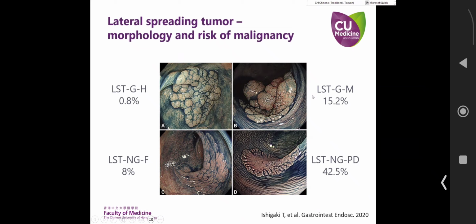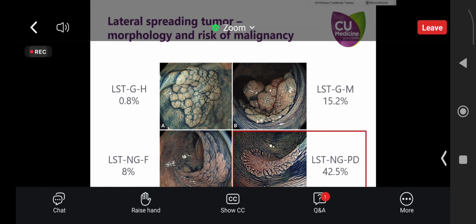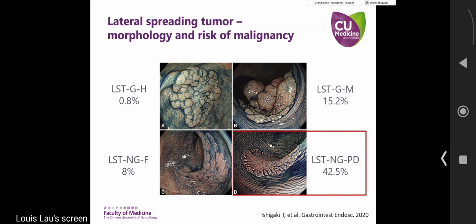On the contrary, if you can see the prominent nodules in the granular type, most of the time the malignant foci will be in the predominant nodule. So sometimes, if you are not too sure whether this is a cancer or not, you can actually take the biopsy at the predominant nodule, as it won't affect the subsequent endoscopic dissection too much as well. So these are the granular types.